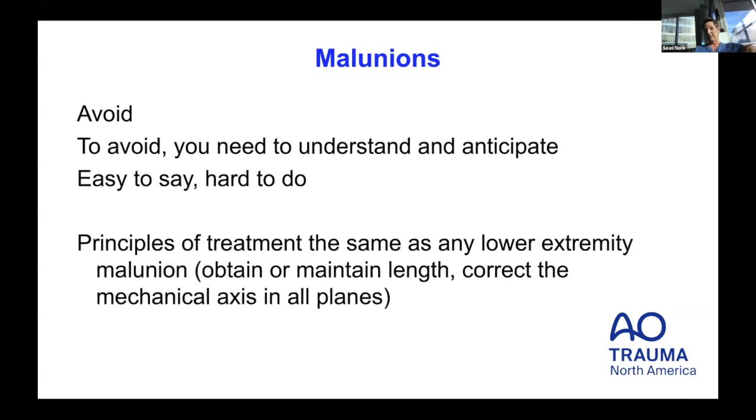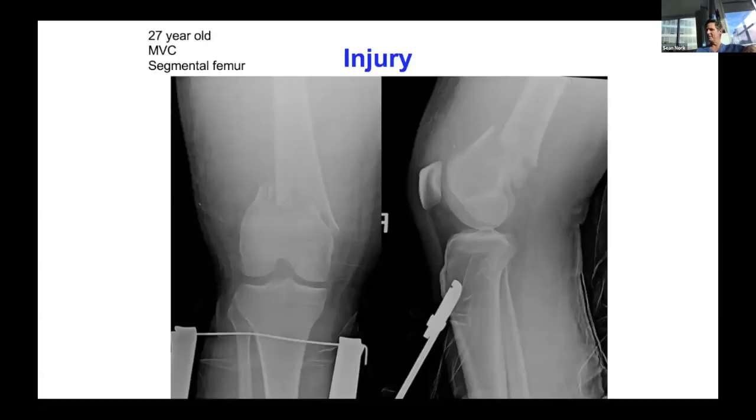So we'll look at a couple of cases and we'll apply some of the basic principles that I'm sure you see at these webinars that really apply to all lower extremity malunions. And that is to recreate the proper length and correct the mechanical axis, both in the sagittal and coronal planes. So just a couple of cases, one in each plane. So we'll do a coronal plane and then a sagittal plane malunion.